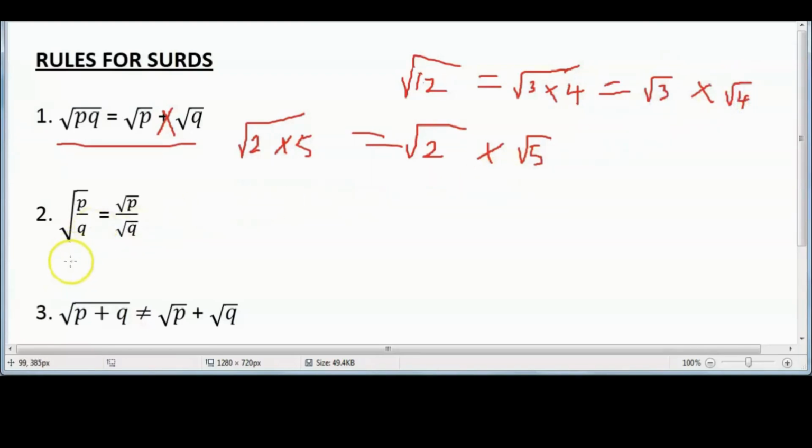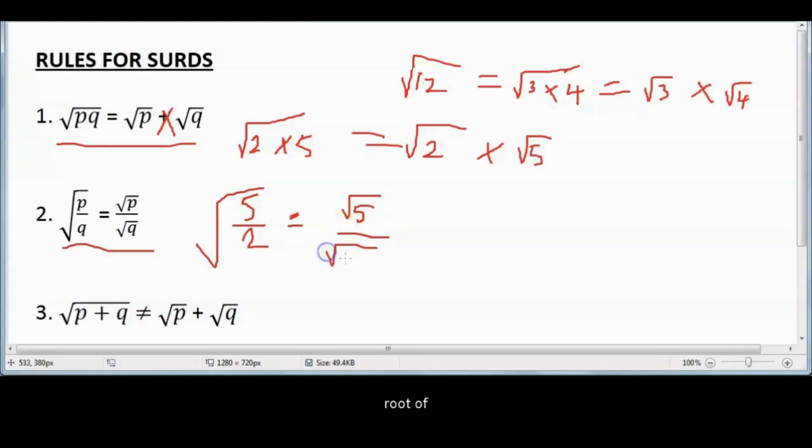The second rule says root of P over Q is the same as root of P over root of Q. What this means is that a fraction in surd form can be separated into its component integers. So we can write something like this. Root of 5 over 2 is the same thing as root of 5 over root of 2.